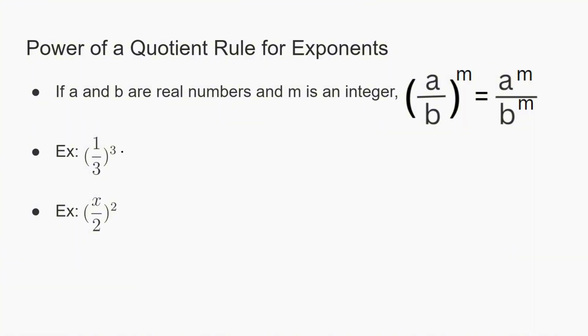So in this case, it's saying that this is equal to 1 to the 3rd power divided by 3 to the 3rd power, which is equal to 1 divided by 27. For this one, you can also divide it out and do x to the 2nd power divided by 2 to the 2nd power, which is equal to x squared divided by 4.